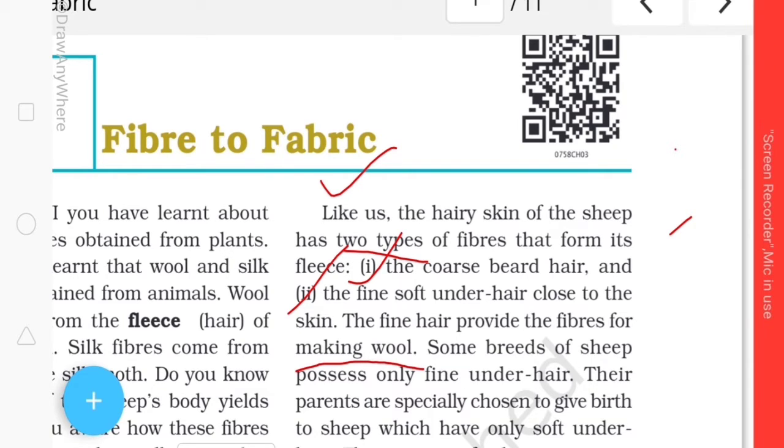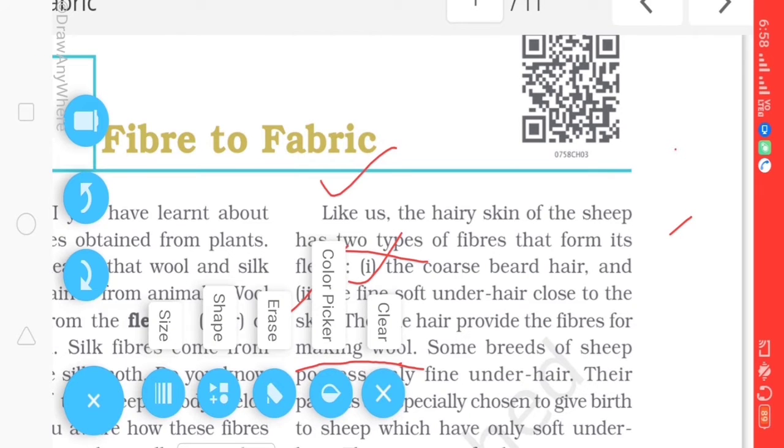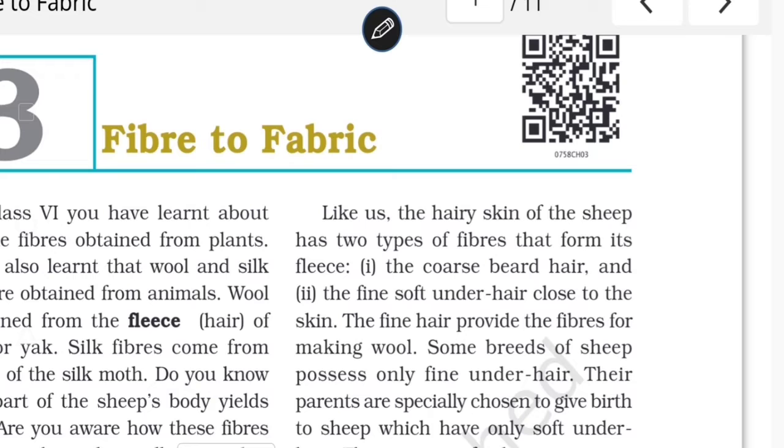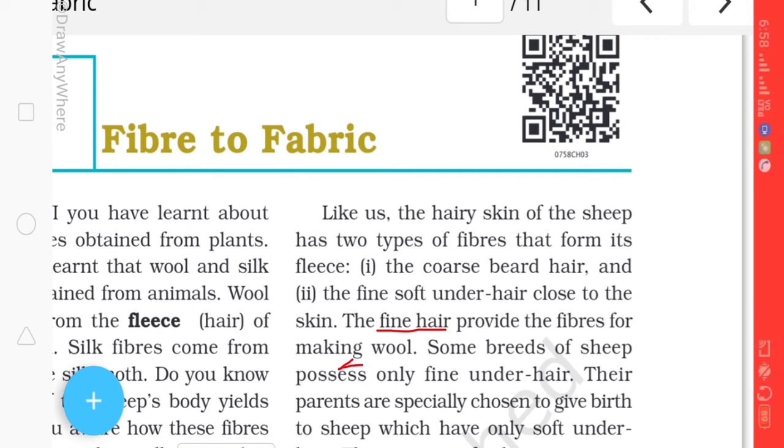Now let's see, the fine hair provides the fibers for making wool. So for making wool, which type of fiber are we using? That is fine hair. That means the fine soft under hair, we use it for making wool. Not the coarse beard hair, we use only fine hair for making wool.